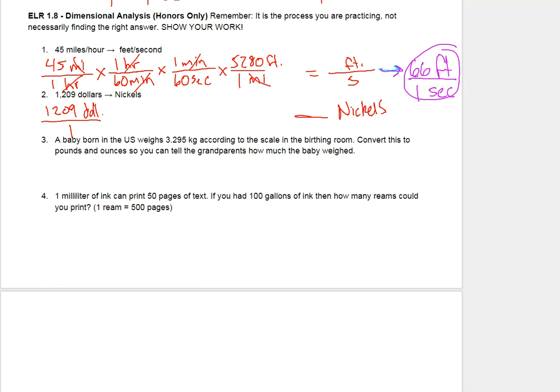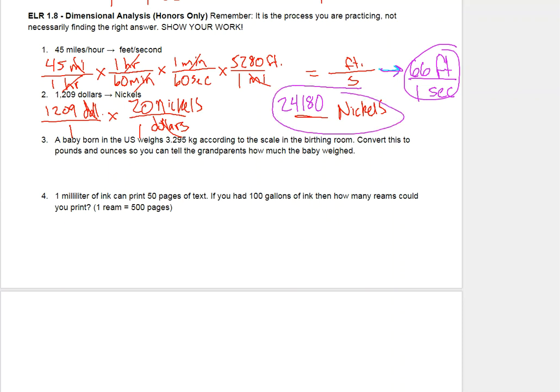So in order to do that, I had to think through, well, I need to cancel out dollars. So let's put dollars on the bottom. And I need to get to nickels. So I had to figure out, how many nickels are in a single dollar? Well, nickels are worth 5 cents, and I know that a dollar is worth 100 cents. So 100 divided by 5, I figured out that there are 20 nickels in a single dollar. Dollars now cancels out, and I'm left with just nickels. So 1,209 times 20 gave me 24,180 nickels for my answer.